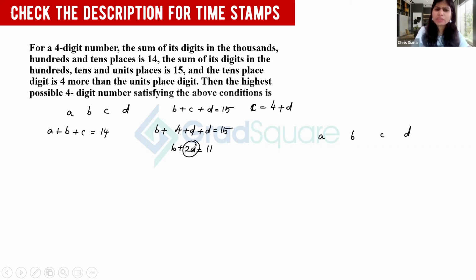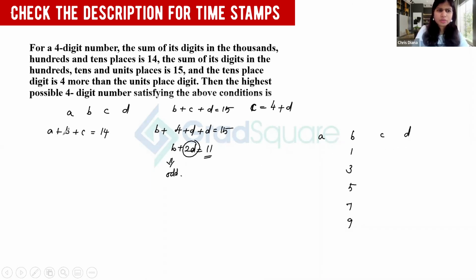This definitely has to be an even number, 2D has to be an even number, but this is an odd number, which makes B an odd number. Now, these can be only single digit numbers, no? Because each of them is in the ones place, tens place, hundreds place, so single digit numbers only are possible. So single digit odd numbers are 1, 3, 5, 7 and 9 that are possible for B.